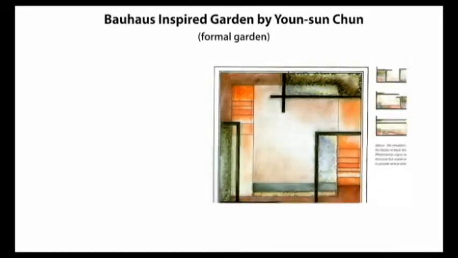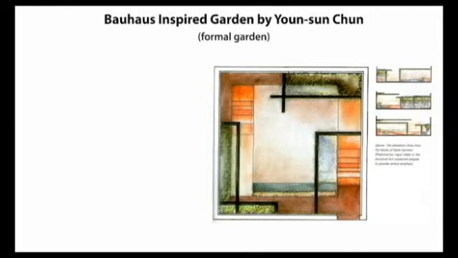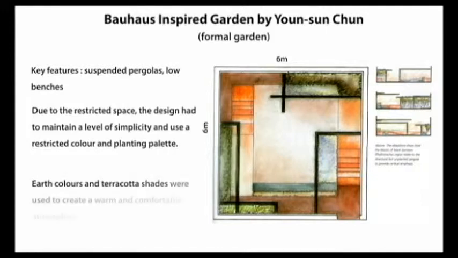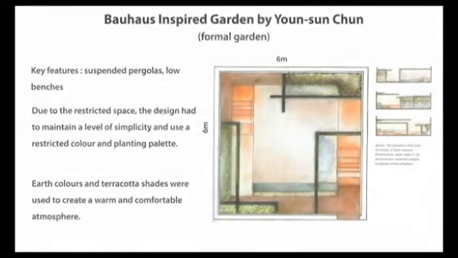The examples for small garden are, firstly, the Bauhaus-inspired garden by Yun Sun Chun. The dimension of the garden is 6 by 6 meters. Key features are suspended pergolas and low benches. The brief states, due to restricted space, the design had to maintain a level of simplicity and to use a restricted color and planting palette. Earth colors and terracotta shades were used to create a warm and comfortable atmosphere.